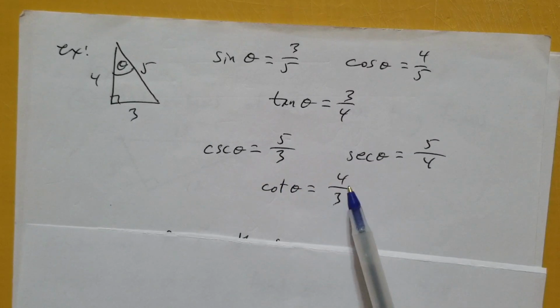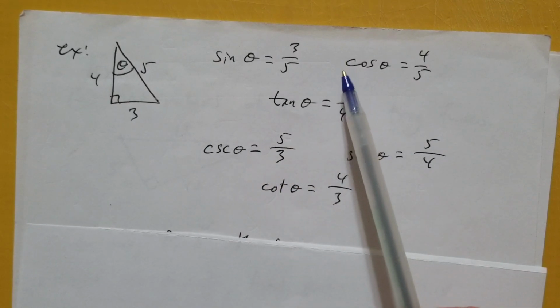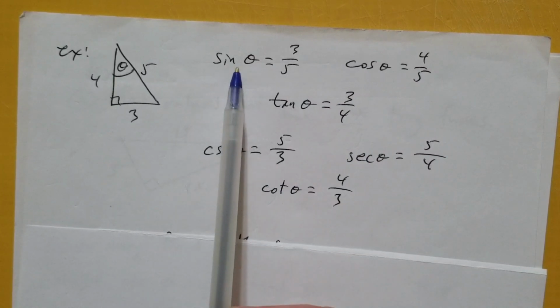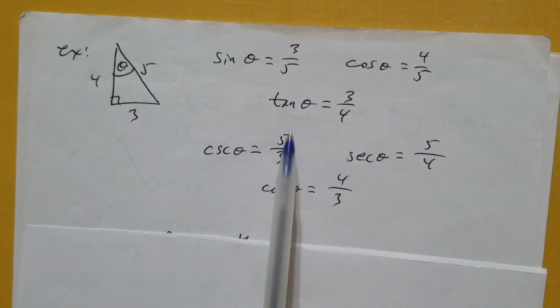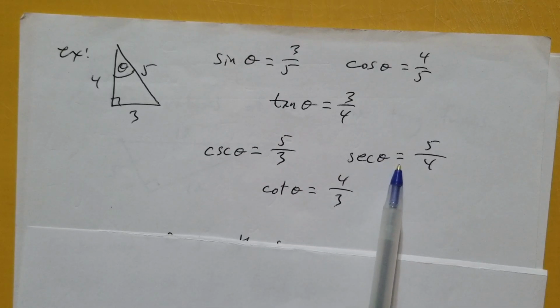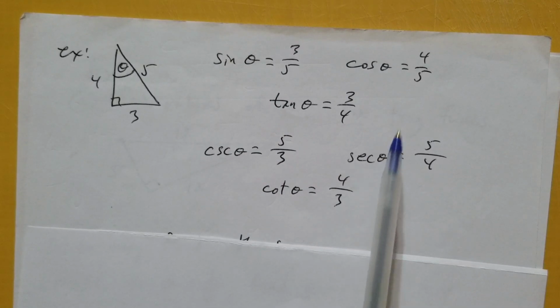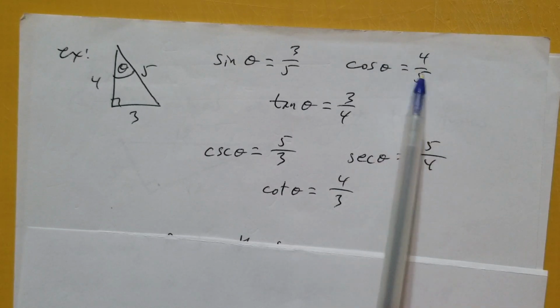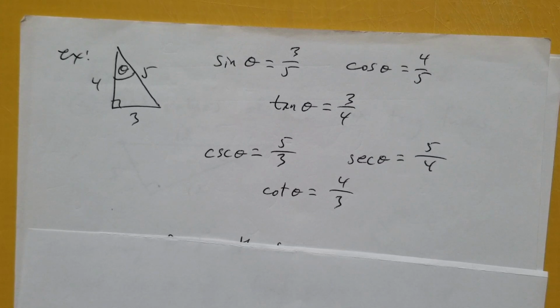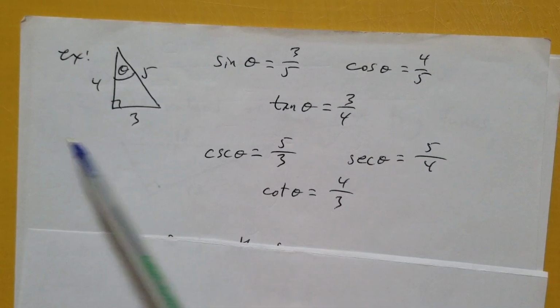Well, the other 3 are just the reciprocals of the first 3. So cosecant is the reciprocal of sine. So it's just 5 over 3. 3 over 5, 5 over 3. Secant is the reciprocal of cosine. 4 over 5, 5 over 4. And cotangent and tangent are reciprocals. That's it.